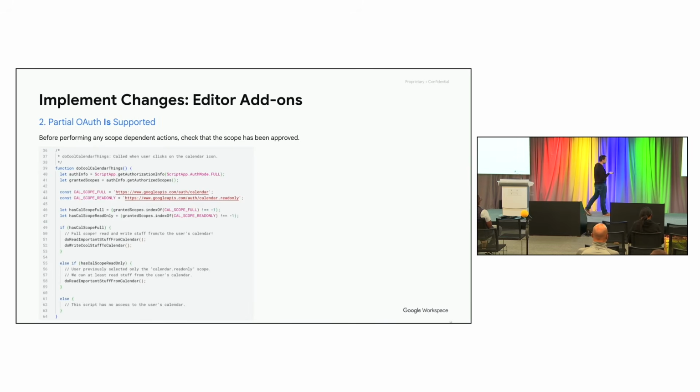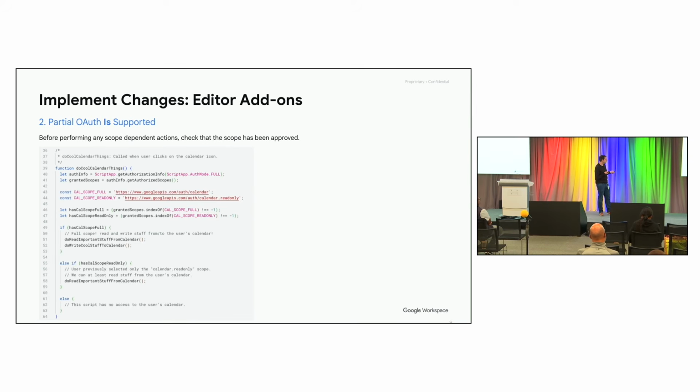Let's say now I want to support partial OAuth, right? I'm in the state where I don't want just all or nothing. I actually want to let the user select and do the right thing based on that. So this obviously is a little bit more of a detailed example, but let's walk through it. First and foremost, I'm still using the same authorization info object, nothing new there, but it actually has a method called getAuthorizedScopes. Everything up until now was about telling me if all the scopes have been granted or not.